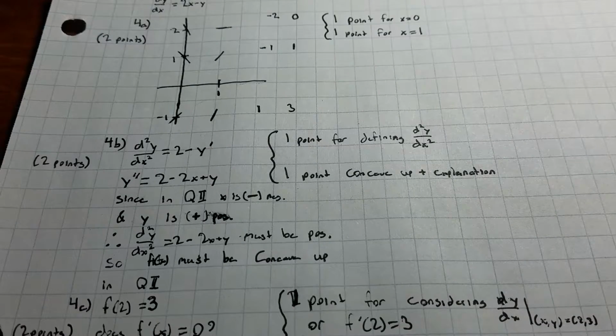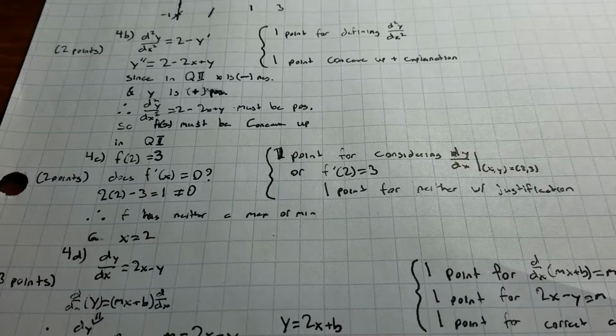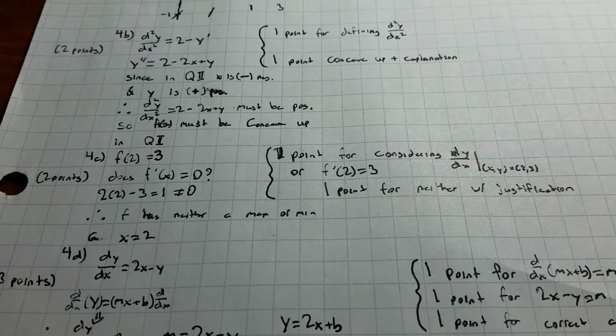The third part of the question, 4c, also worth 2 points, asks: let y = f(x) be the particular solution to the differential equation with the initial condition f(2) = 3. Does f have a relative minimum, a relative maximum, or neither at x = 2? Justify your answer. This part of the question is relatively simple.